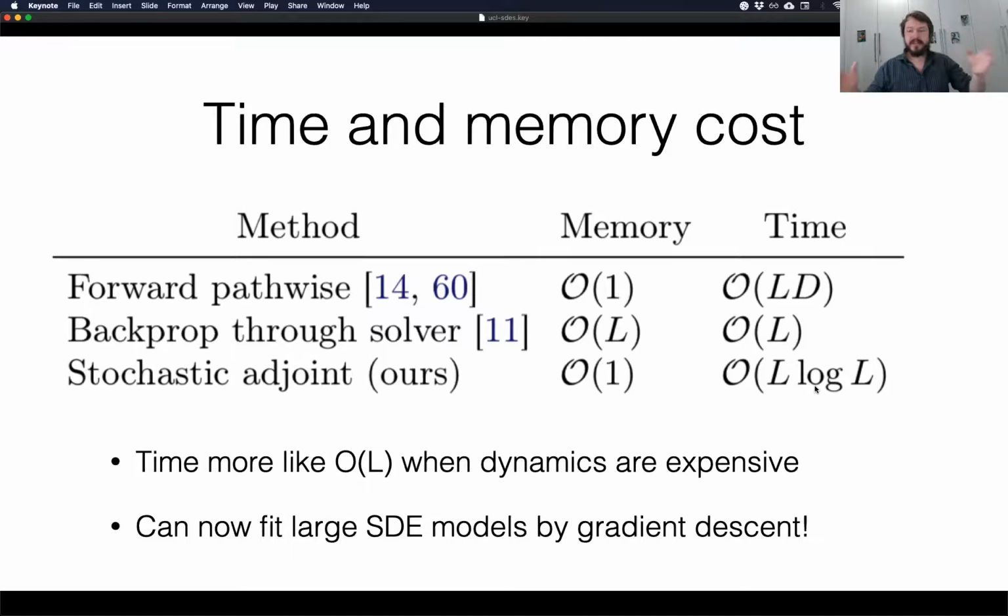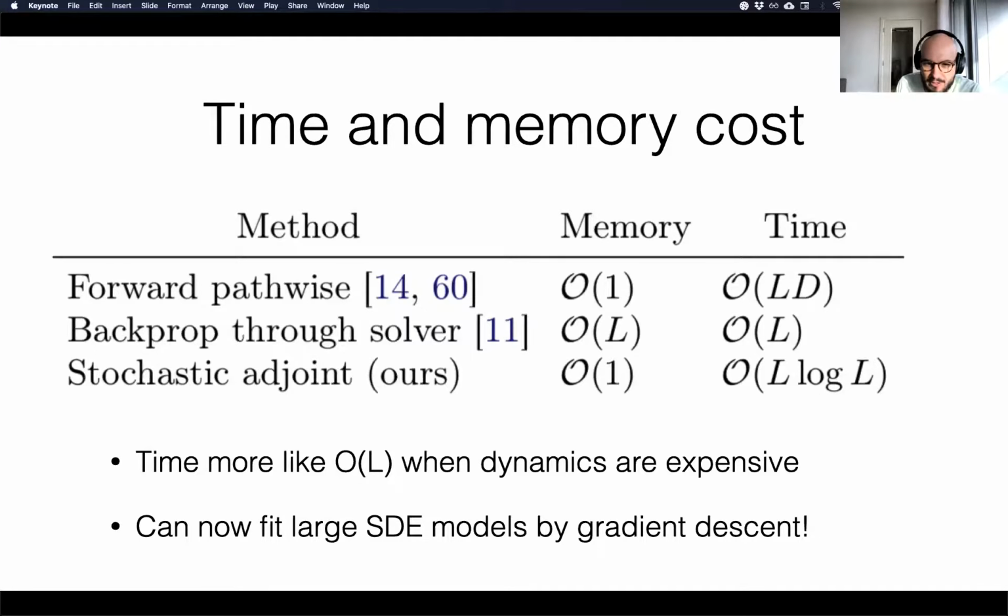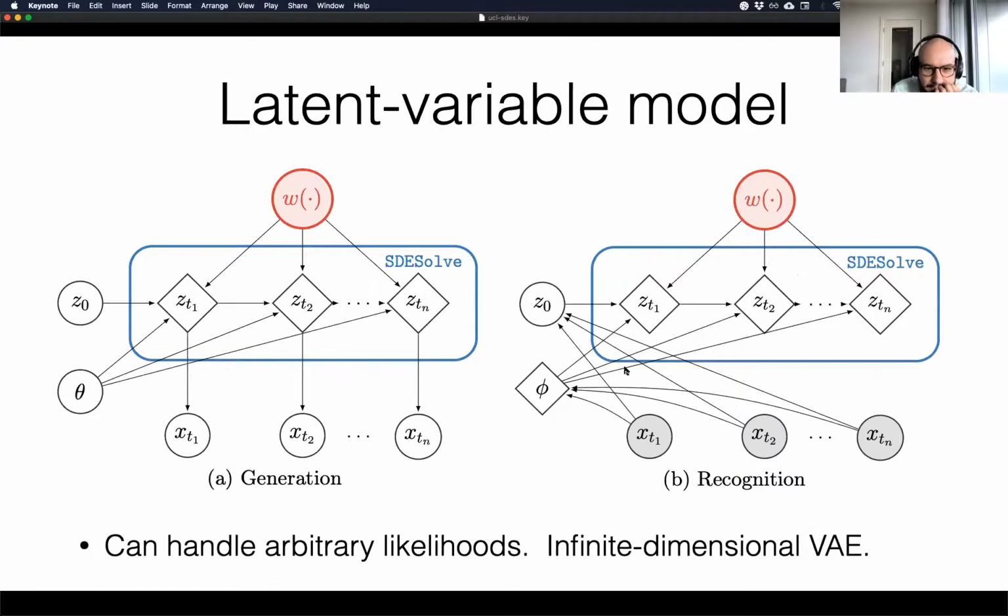Sorry, quick question. L was the number of function evaluations. So what was that again? L is the number of time steps in my integration. Sorry, I didn't say what that was. Right, thanks.